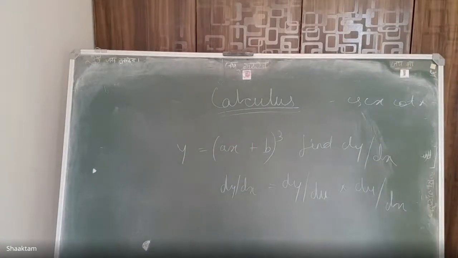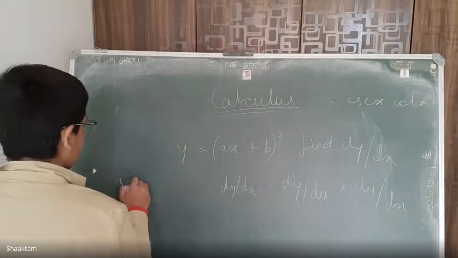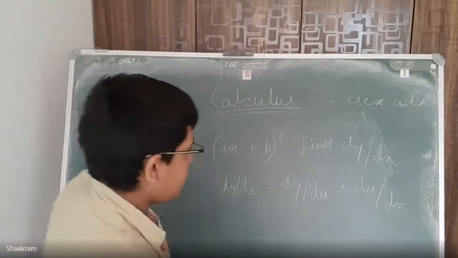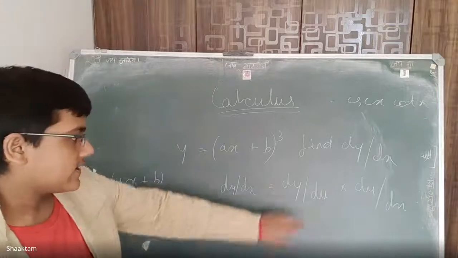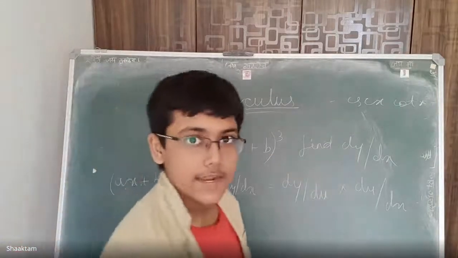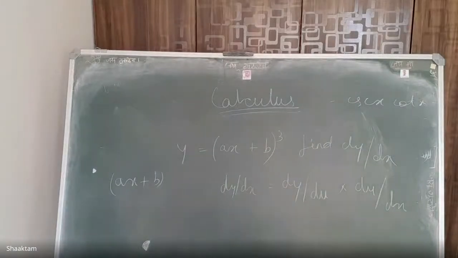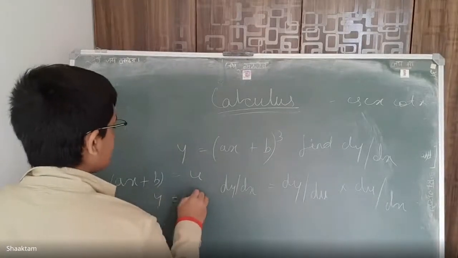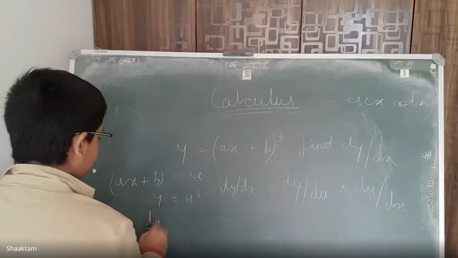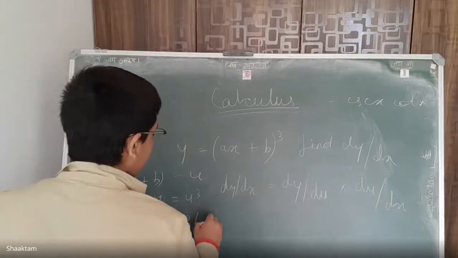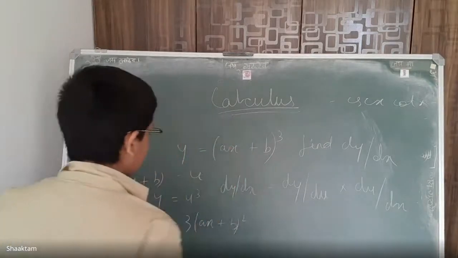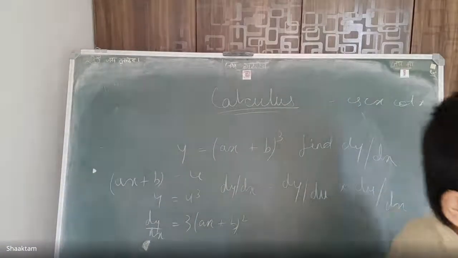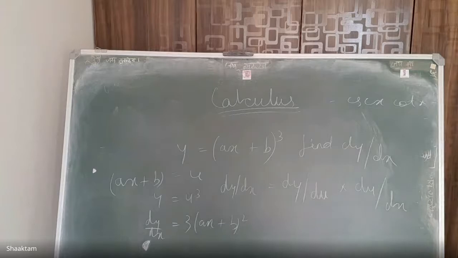Let me say it's simple: dy by du into du by dx. Cancel du and du, so you'll get the same thing. I'm not changing the dynamics of the equation in any way. Now, what you do in this case is, let's say ax plus b is equal to u. Then y is equal to u cube. So dy by dx will be 3 into ax plus b, the whole square. Fine? Because it will be 3u square, and u we know is ax plus b.